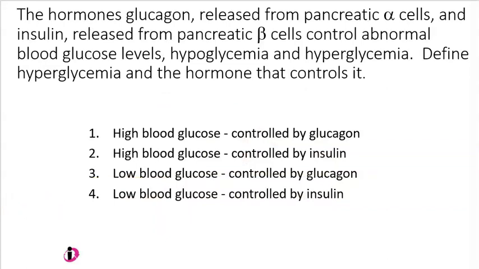The hormones glucagon, released from the pancreatic alpha cells, and insulin, released from the pancreatic beta cells, control abnormal blood glucose levels. Hypoglycemia and hyperglycemia. Define hyperglycemia and the hormone that controls it. So you should be able to answer this question, and if you cannot, then you should rewind this and try to figure that out.